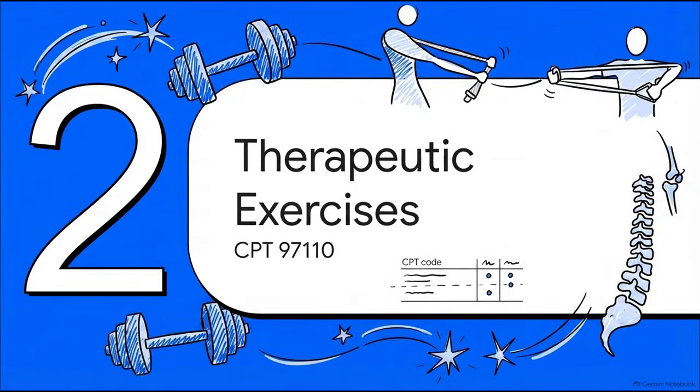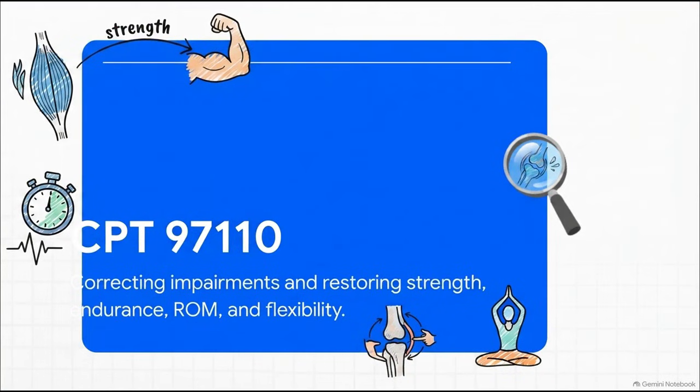Let's move right into Section 2, Therapeutic Exercises, specifically CPT 97110. Okay, when your clinical intent is strictly about restoring a patient's raw physical capacity, this is your go-to code. CPT 97110 is all about correcting impairments by building up strength, endurance, range of motion, and flexibility. You can think of this as the mechanical foundation of the patient's recovery. For example, if you've got a patient recovering from knee surgery and that joint is stiff and weak, your goal here is to mechanically improve what that joint can do.